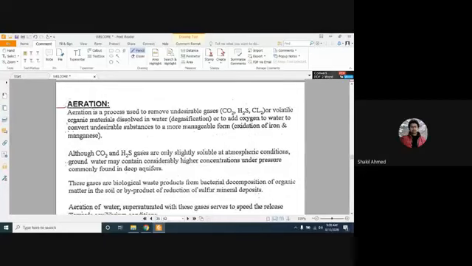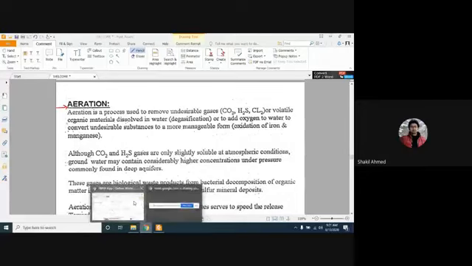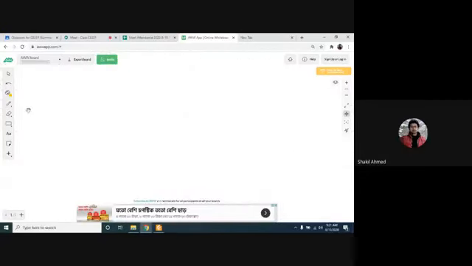Aeration. The word comes from air. This is basically adding air. So aeration is nothing but adding air. That's it.